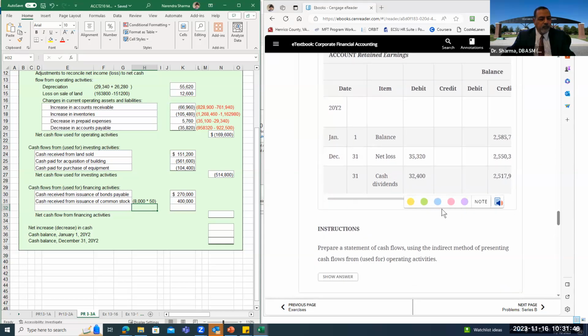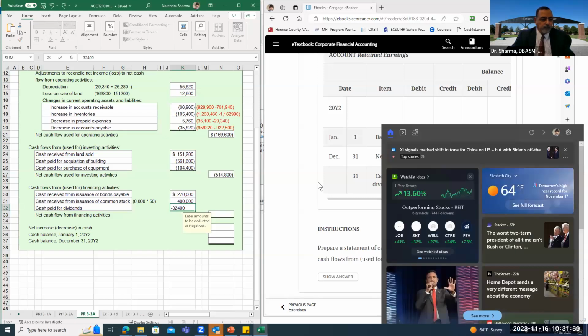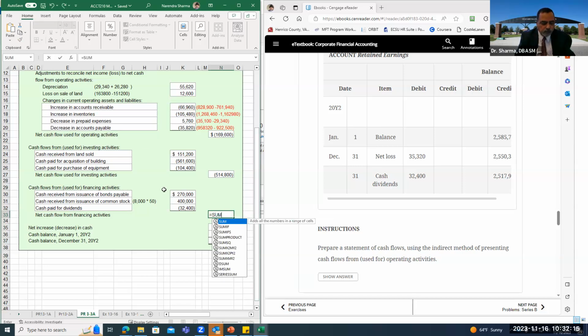All right, now we go on to the retained earnings and see if there is any cash dividend. We can see there is a cash dividend of 32,400. So what I will do is I will say cash paid for dividend. Now this is going to be minus figure, 32,400, because that's a payment. Now I'm done with my financing activity. So let's do a summation.